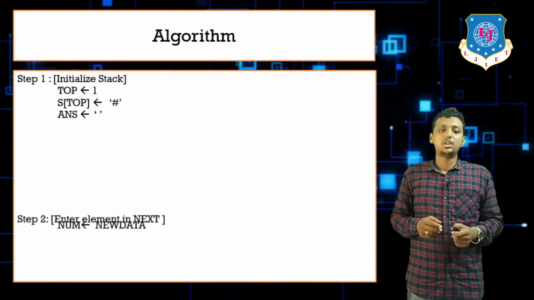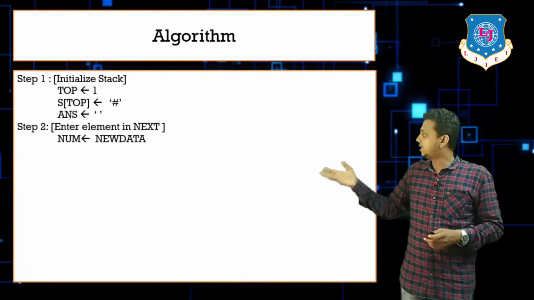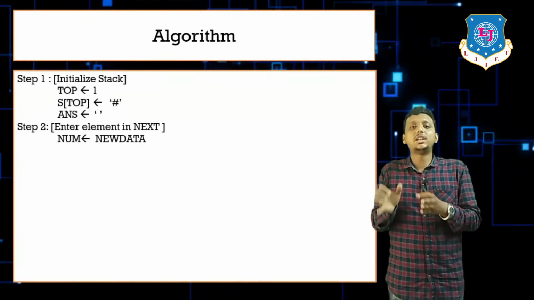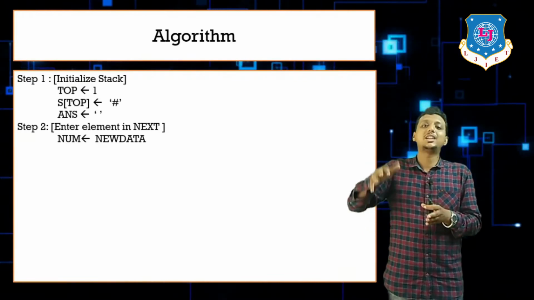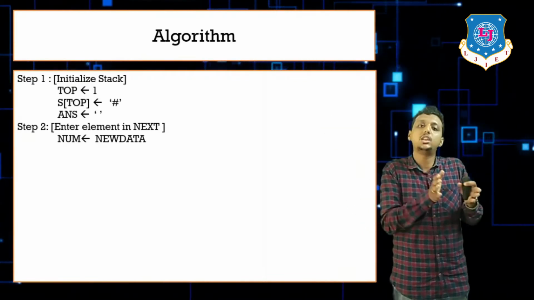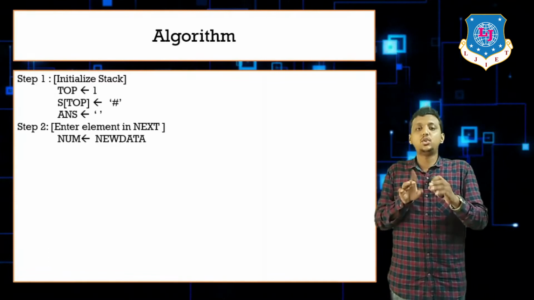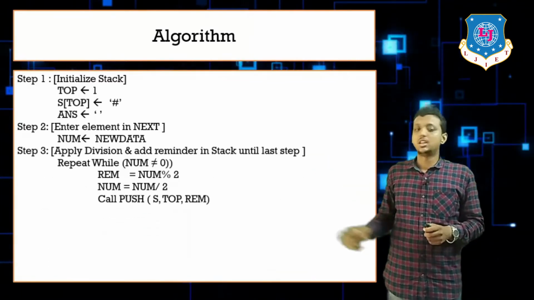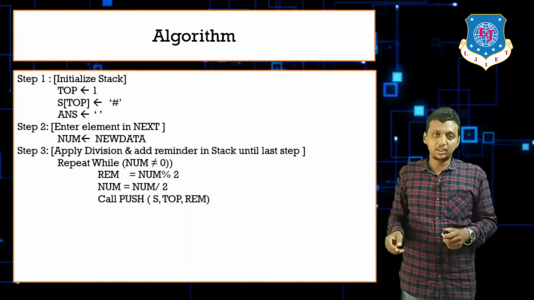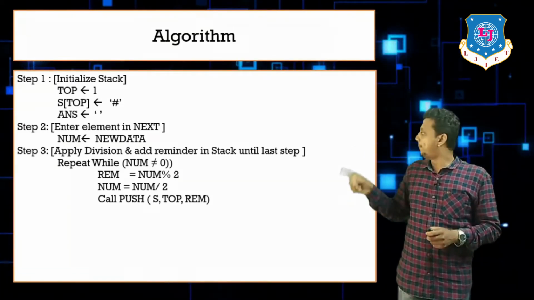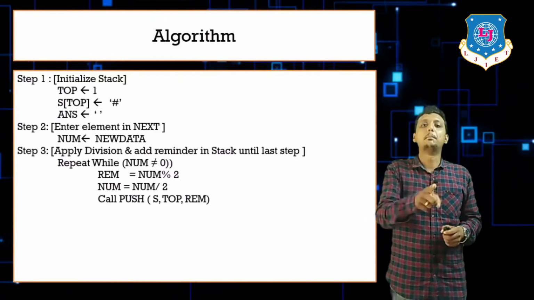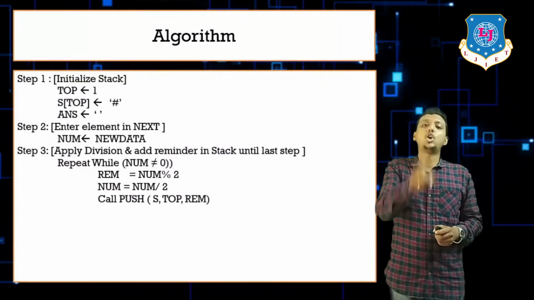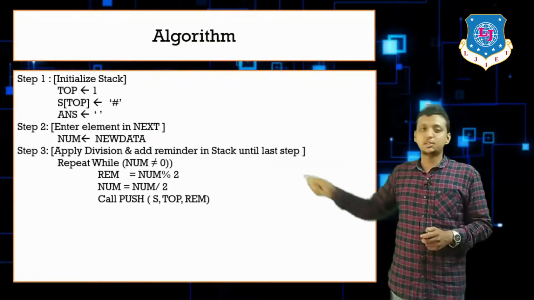Okay. Now, next, students, we take the new data. So number arrow new data. Here the new data is nothing but the data inserted by the user, which is stored in the number variable. If you have entered 102, now number contains 102. Next, apply the division and remainder method over here, students. So first, repeat while your number has not become 0. If a number is not equal to 0, then you need to repeat this process again and again.